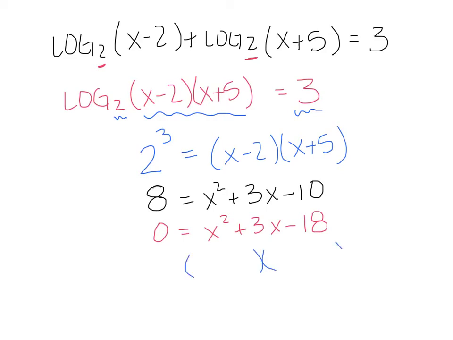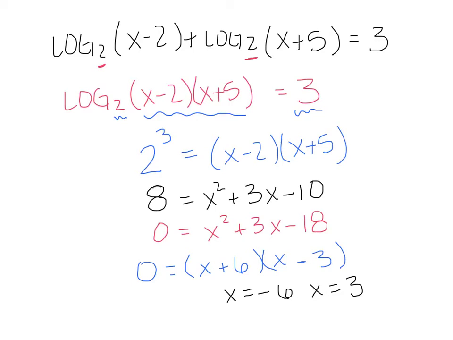Two numbers that multiply to be negative 18 and add to be 3. We know the bigger number has to be positive. So in this case, it's x plus 6 and x minus 3. So when we solve this, we end up with two solutions, x equals negative 6 and x equals 3. Sometimes both solutions work, sometimes neither of them work, but we need to check anyways.